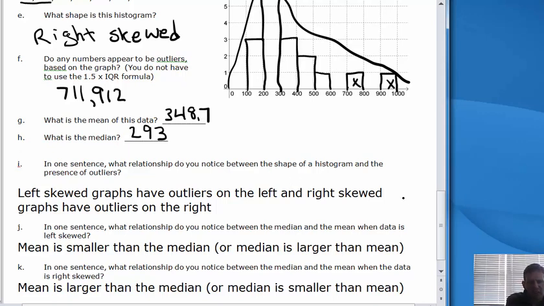So wherever the tail is, that indicates where the mean is going. If you have a left skewed graph, the mean goes further down the left side of the tail, so the mean is smaller. When the graph is right skewed, the mean goes further down the tail, and the mean ends up being larger than the median.